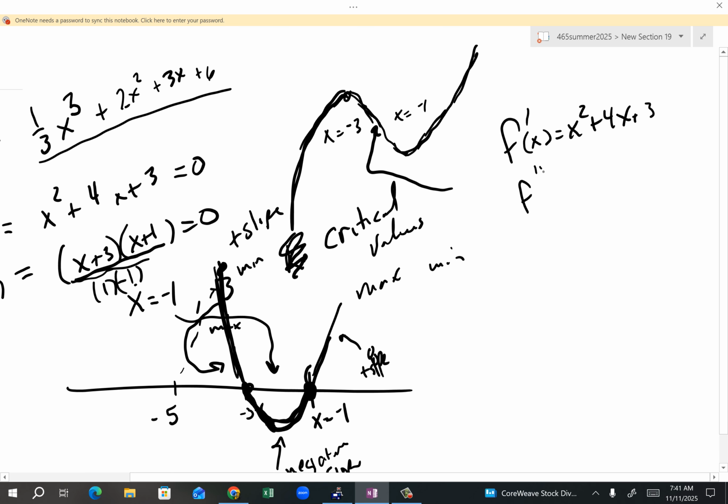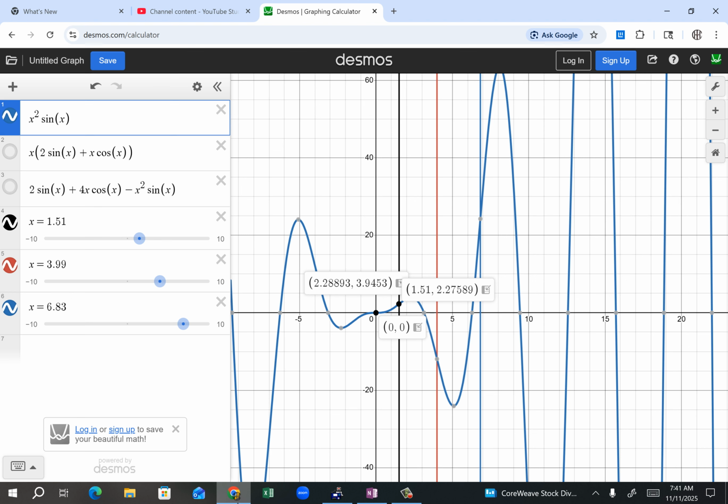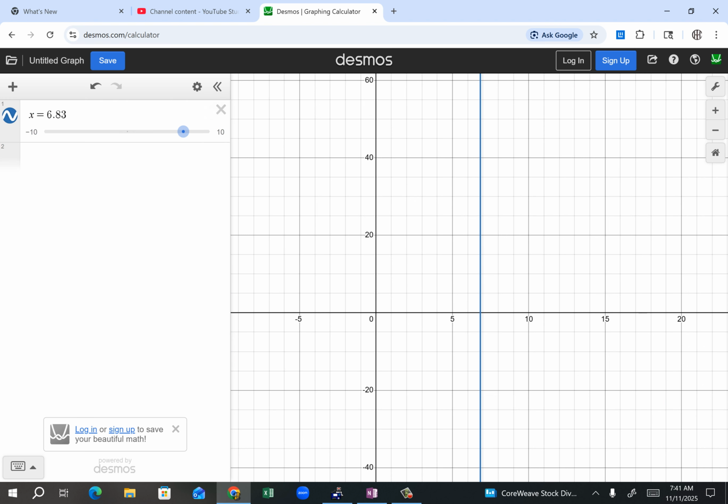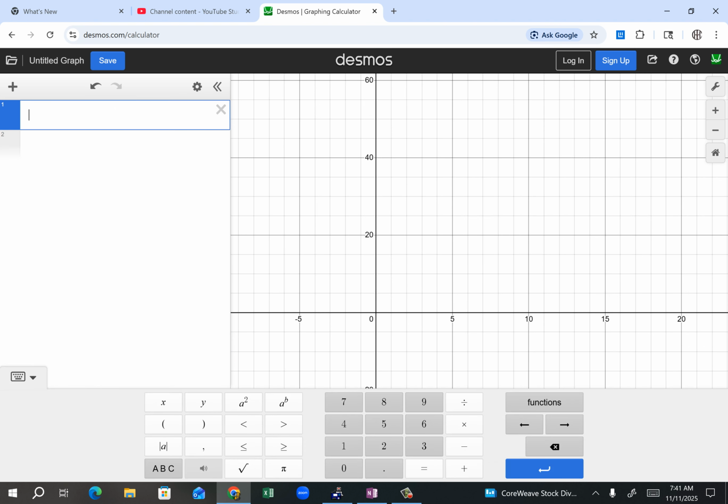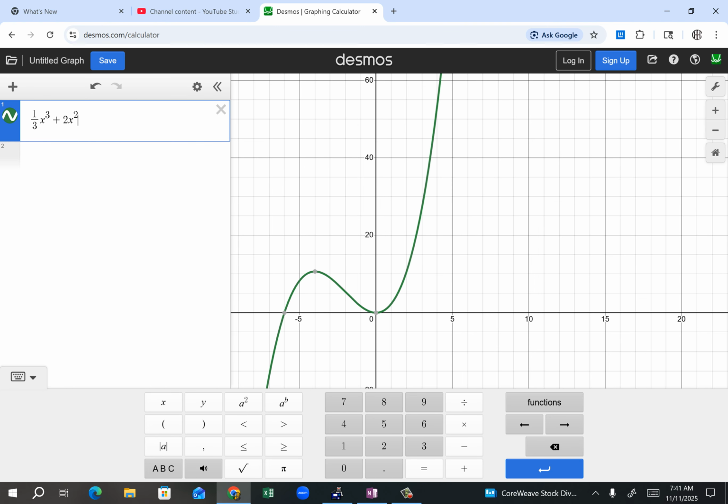And let's take the derivative of him. That's 2x plus 4. Set it equal to 0, you get x equals -2. At x equals -2, we had an inflection point. That's true. And what did that tell us? It's also the fastest it's going to be going up. So it's going to be 1/3 x cubed plus 2x squared plus 3x plus 6.